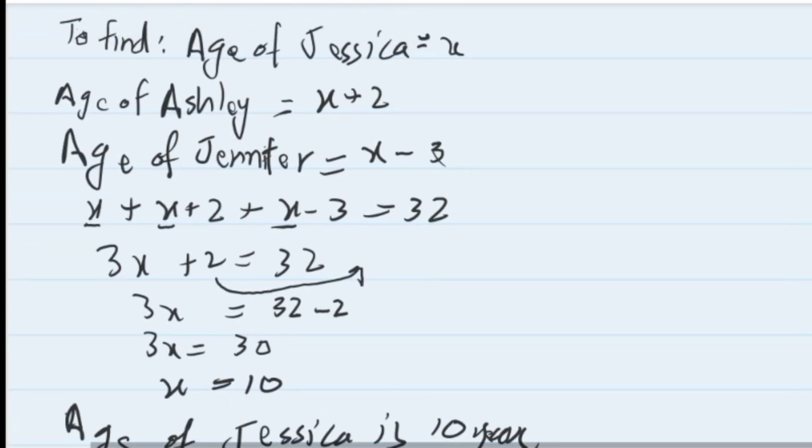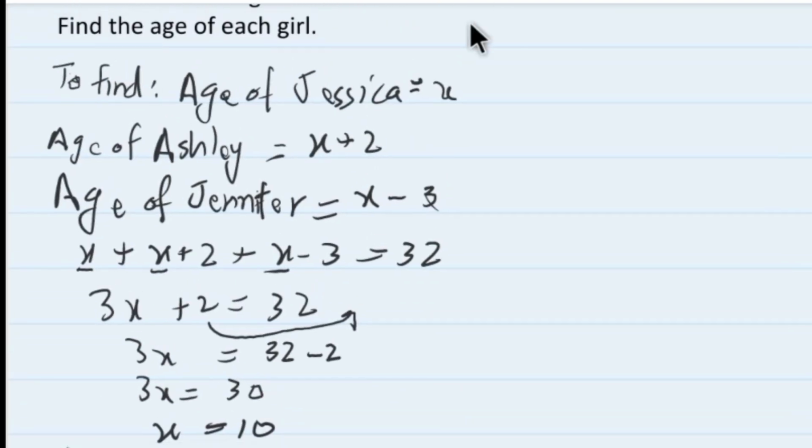So what we have got is: the age of Jessica is 10 years. The age of Ashley is 10 plus 2, which is equal to 12 years, and the age of Jennifer is 10 minus 3, which is equal to 7 years.